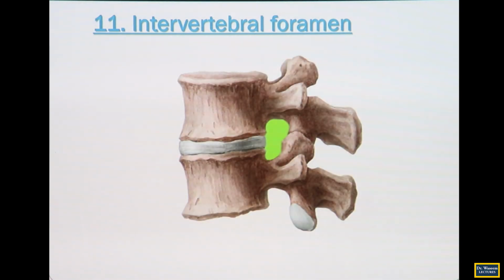So in the intervertebral foramen, the larger part comes from the upper vertebra and the smaller part comes from the lower, and obviously some portion will be bounded here by the intervertebral disc also. That is why herniation of the intervertebral disc, or a leakage of the nucleus pulposus, will lead to compression of the nerve roots here. This is called the intervertebral foramen.